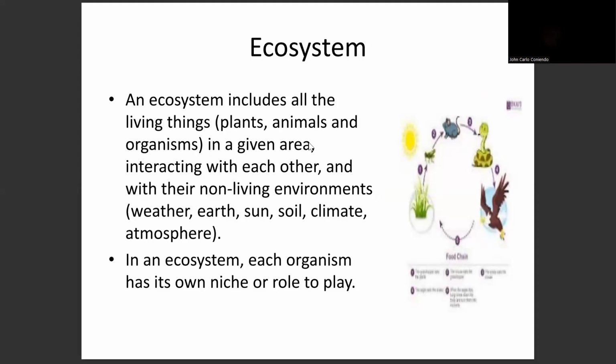Okay. We're heading to the last part of our discussion, which is actually the ecosystem and ecology. So remember earlier that ecosystem is actually a study of the interaction between living and non-living things. When you talk about ecosystem, it includes all the living things, such as your plants, animals, and organisms in a given area, interacting with each other and with their non-living environment, such as the weather, the earth, the sun, the soil, climate, and atmosphere. And these are all, if you will remember your biology, biotic and abiotic factors. In an ecosystem, each organism has its own niche or role to play. As I said earlier, every component of our ecosystem is connected, and if you remove a key component of the ecosystem, imbalance will truly happen.